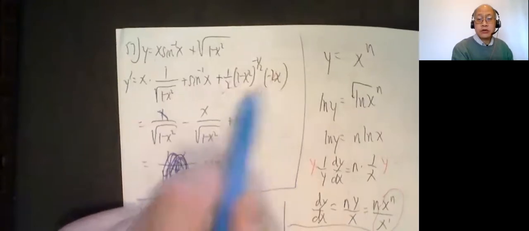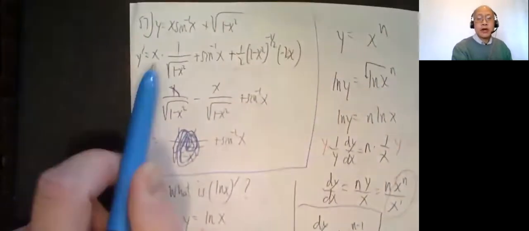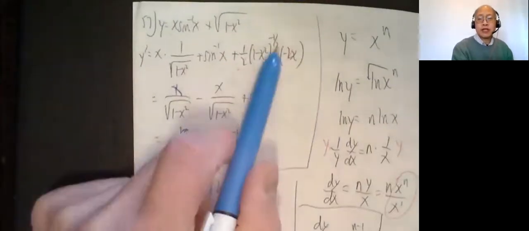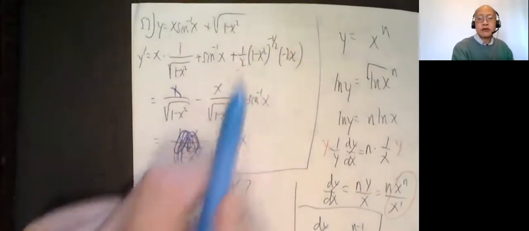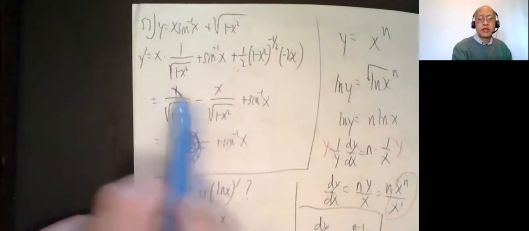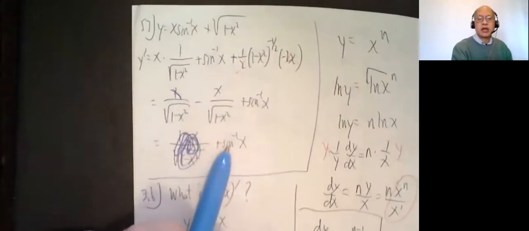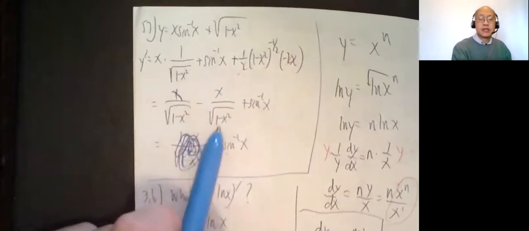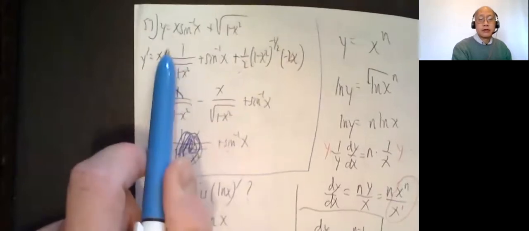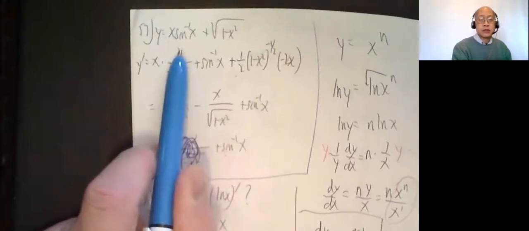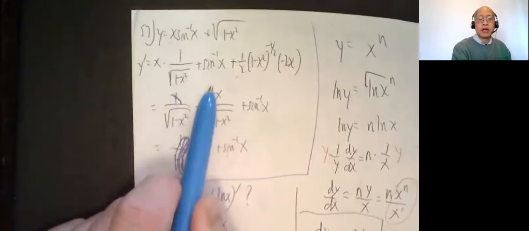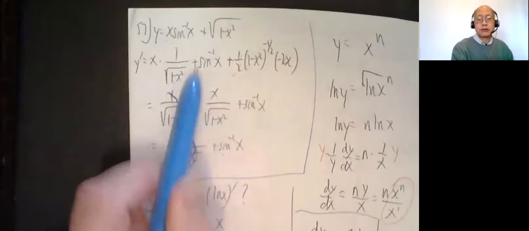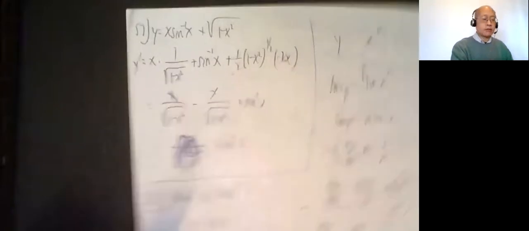So that two cancels that two. So I have x over radical one minus x squared plus inverse sine of x. This turns out to be plus x over radical one minus x squared. Very conveniently, these cancel out. So my answer is just inverse sine of x. Notice that these are explicit differentiation, right? We're not doing implicit differentiation right now. We needed implicit differentiation to come up with the formulas, but not for just working these ones out right here.